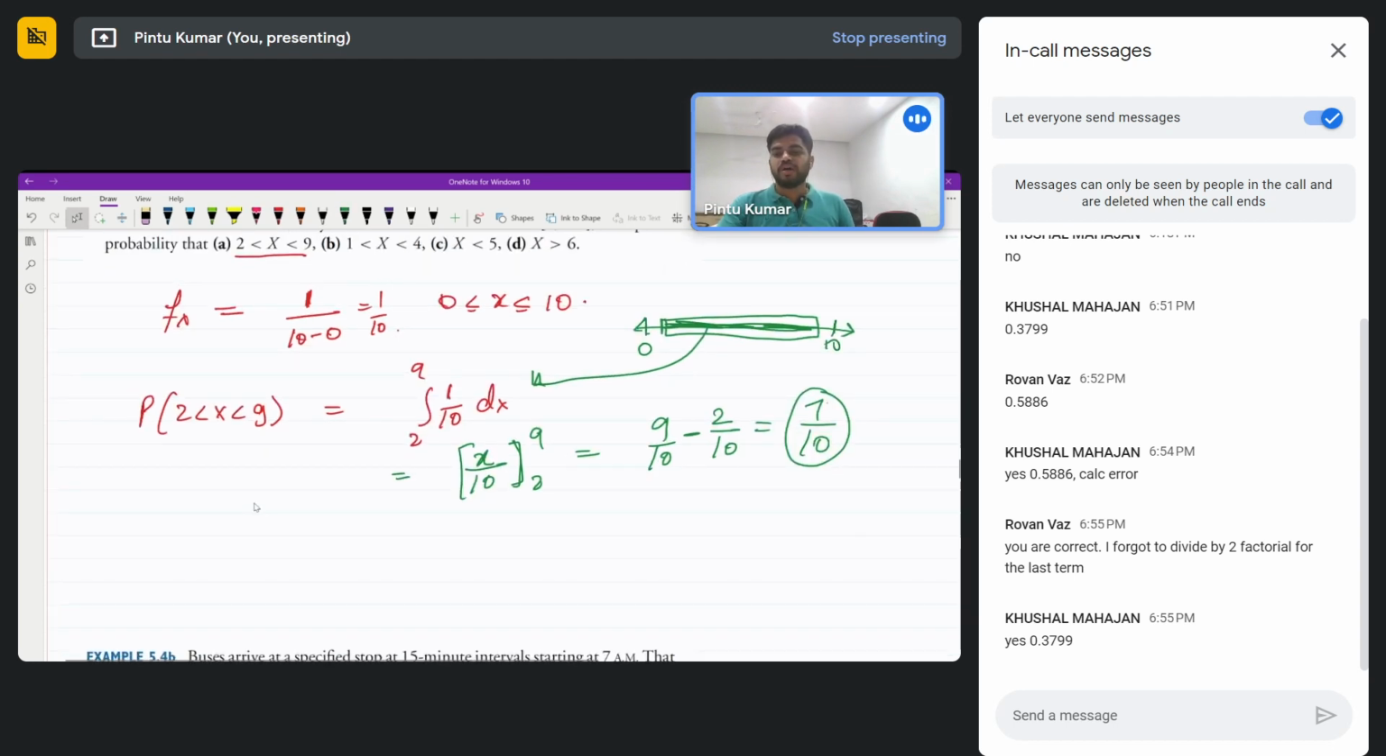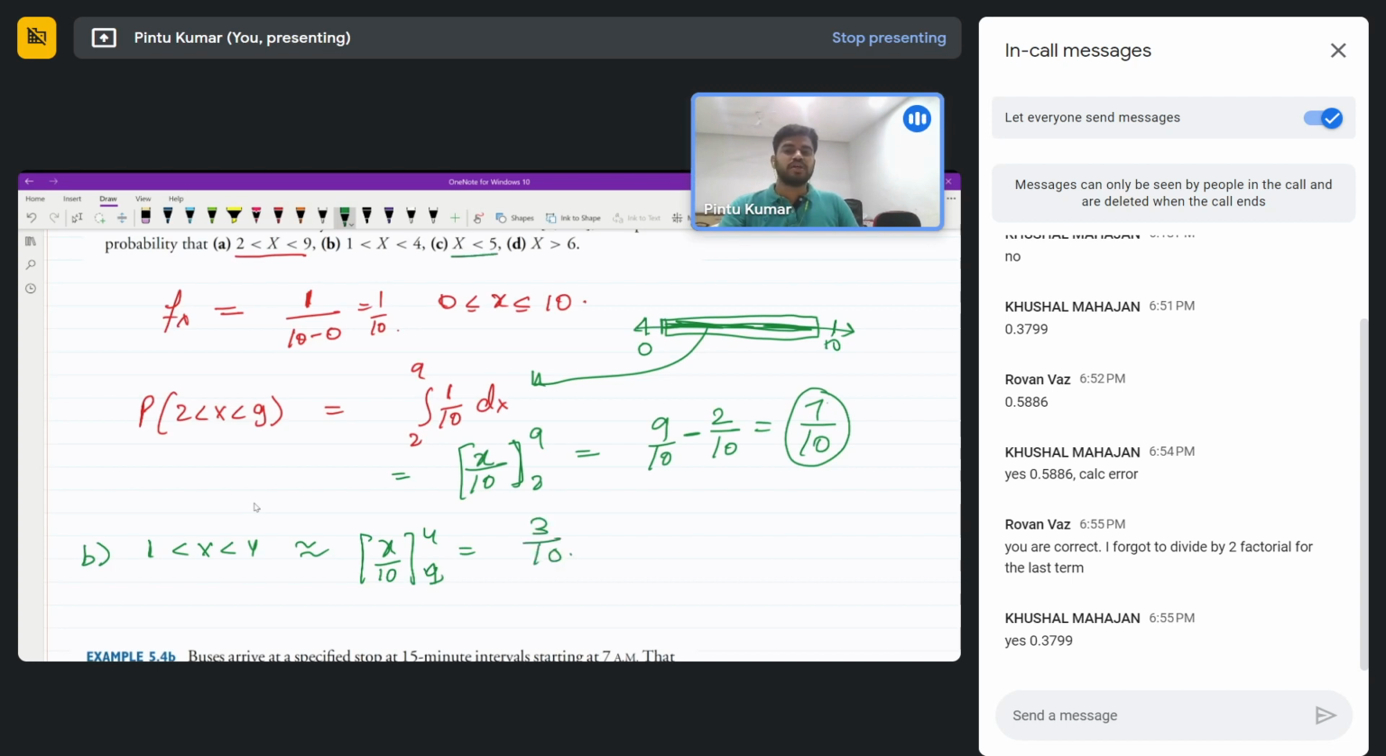Now, the B part says between 1 to 4. This is also the same. This is x by 10, and you can just replace the values from 1 to 4. This would be 3 by 10.